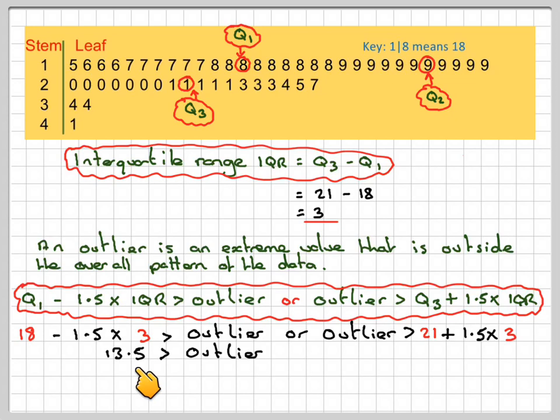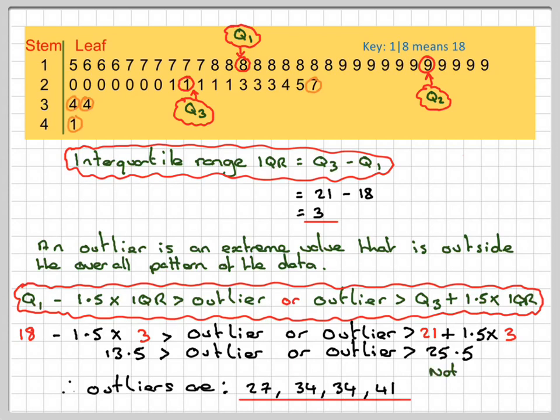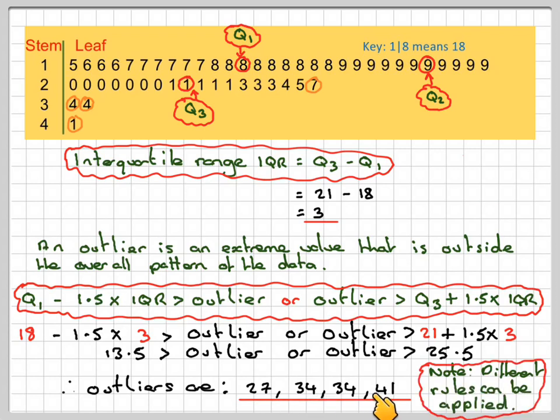So that's going to be less than 13.5. Well, that's no values, because the lowest value that we had was 15, so no outliers given by that. Or the outlier can be greater than 25.5. Well, this one's 25 here, so that means that 27, 30, 34, 34 and 41 will be considered as outliers. So the outliers are those I've just circled in orange.